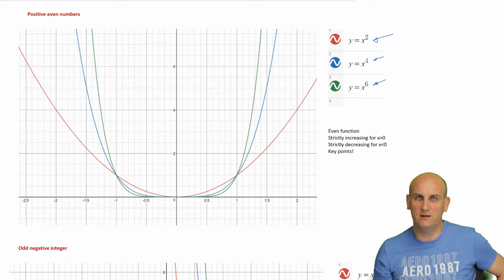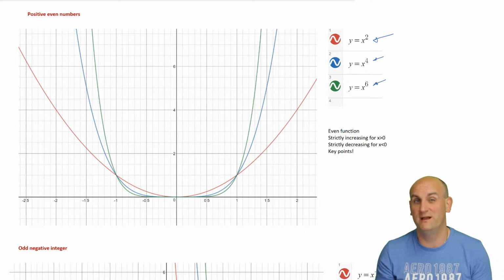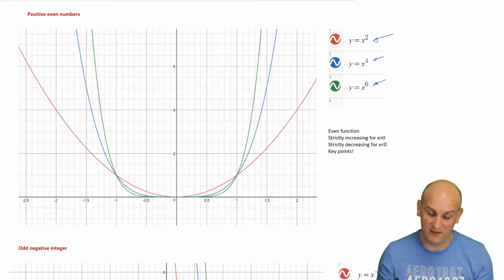And that sort of makes sense. If I'm going to put a number to the power of 6 and I'm multiplying it by itself 6 times, it's going to zip up fairly quickly.